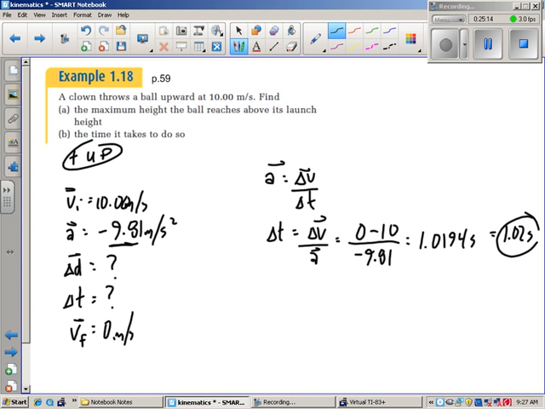Now let's solve for the displacement. I can use that equation that I thought of first now to solve for the displacement, or there's probably another way to do it as well. VF squared is equal to VI squared plus 2AD. That's the one you used? The one I used? Okay. Doesn't matter, right?